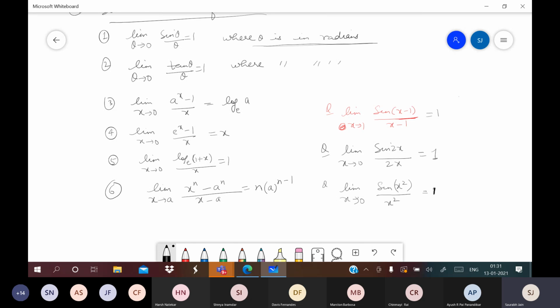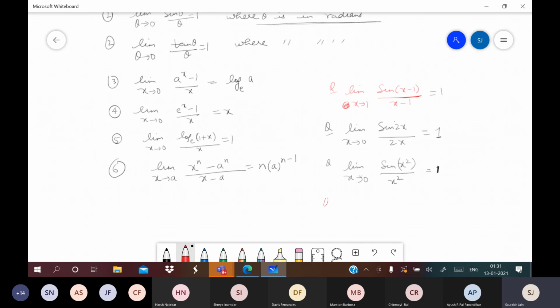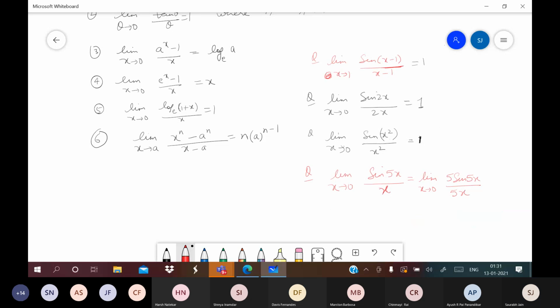Now suppose the question is limit x tends to 0 of sine 5x upon x. The answer is not going to be 1 now. The simple reason is that the sine of the angle and the denominator are not the same. So what are we supposed to do? We can simplify or manipulate this. How? We will multiply the whole expression by 5 and divide it by 5 as well.